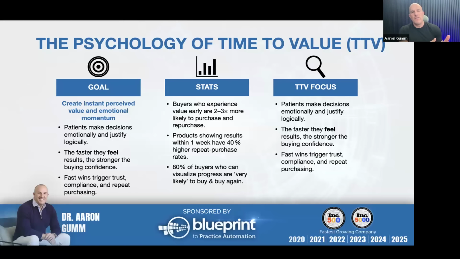So how are we going to do that? I'm going to go over that here in a minute. So stay with me on what we're going to do to actually get them to do this. So products showing results within 1 week have 40% higher repeat purchase rates. So if we can show them products showing results within 1 week, what if we can show results within 10 minutes? How cool would that be? And I'm going to go over that here in a minute.